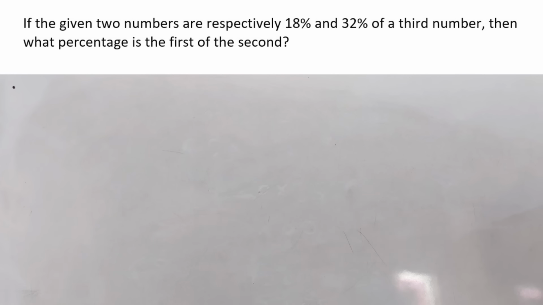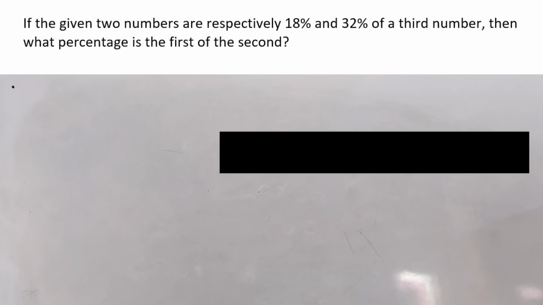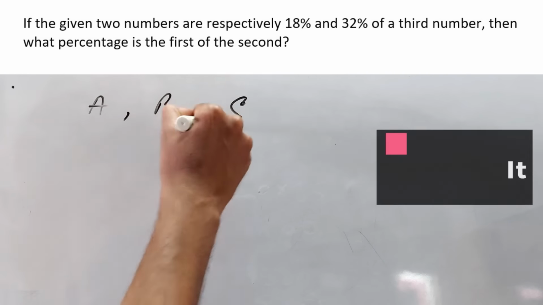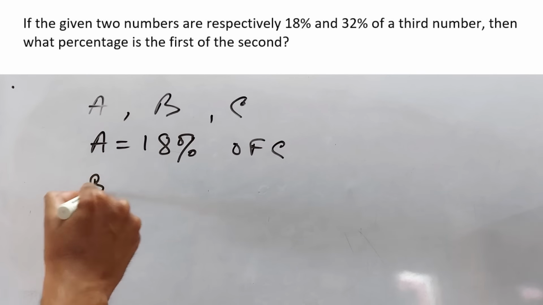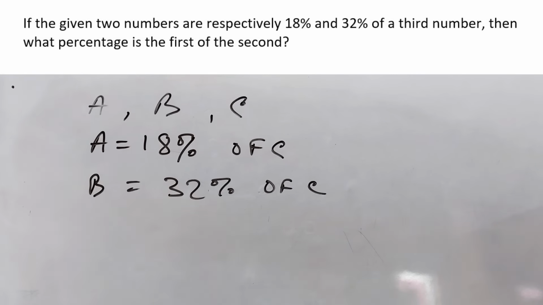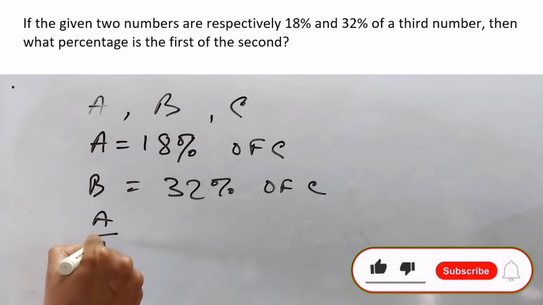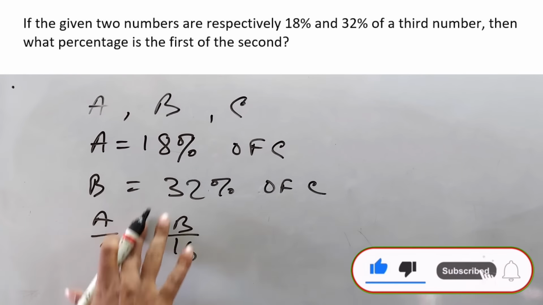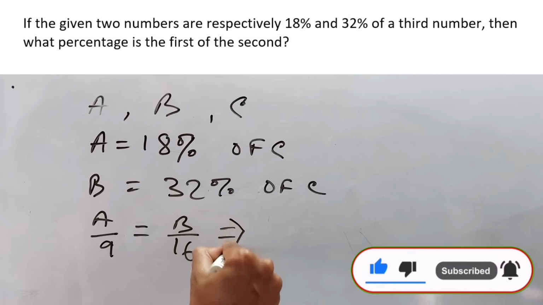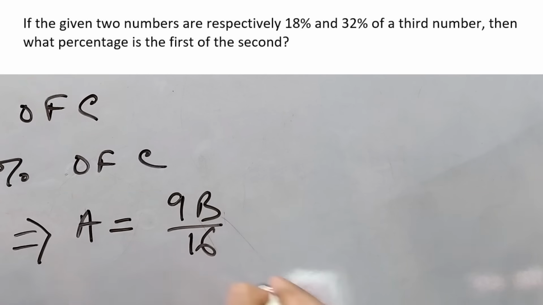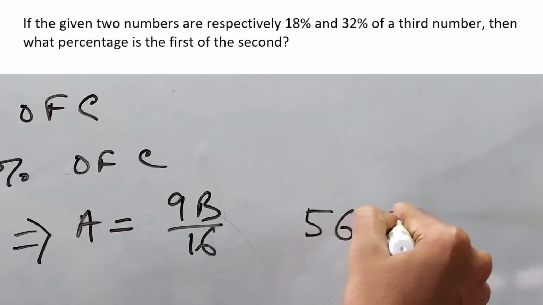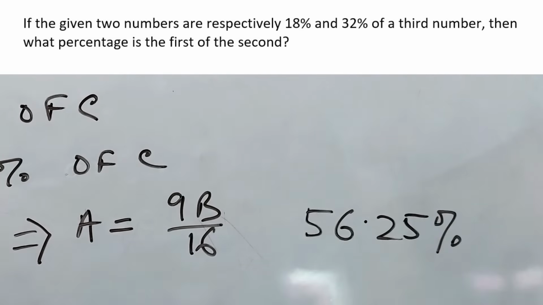Okay, this is interesting. If the given two numbers are respectively 18% and 32% of the third number, then what percentage is the first of the second? Now say A, B and C are the numbers. A is equal to 18% of C, and B is equal to 32% of C, right? And therefore A by 9 is equal to B by 16. Sorry for this. Therefore A is equal to 9B by 16. From here directly we can say, now 9 by 16 if we multiply with 100, we'll get 56.25%. Is there any easy way?